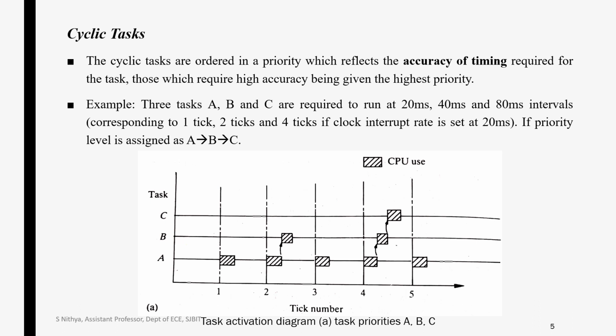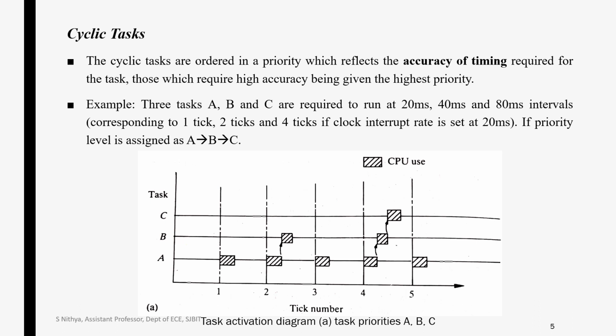At tick 3, A executes and there is no other task. Then at tick 4, A is there, B is there and C is there. Among all three tasks A is the highest priority, so A will be executed first, B second and C third. The rectangular blocked lines represent the CPU usage time, so that much time the CPU will be used.